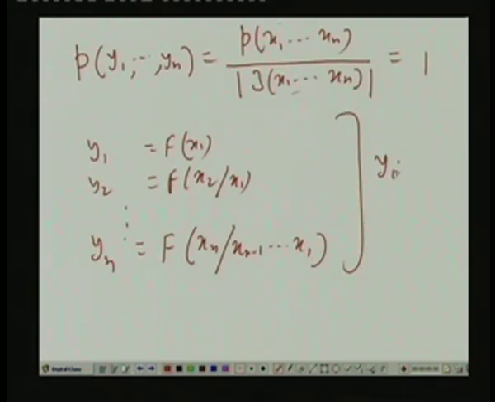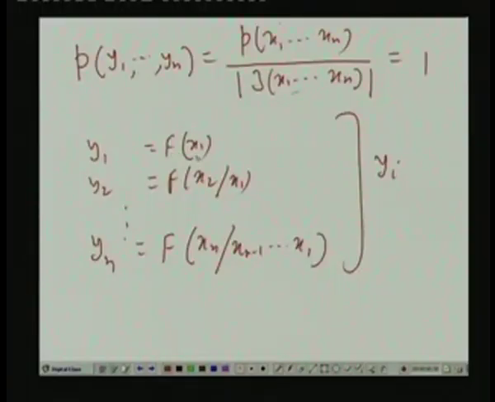So, you can assume an n-dimensional hypercube where one axis corresponds to y_1, another axis corresponds to y_2, up to y_n, and within each axis you take out a segment 0 to 1. So, you get a hypercube, each side is from 0 to 1, n-dimensional. So, this y_1 to y_n takes values within that hypercube with some probability, and the probability of them taking values from outside the hypercube is 0.